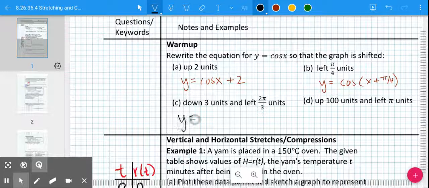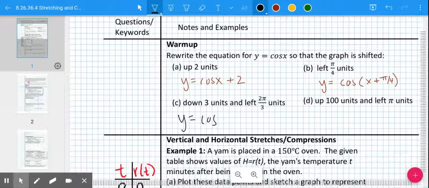And since we are moving the function left 2 pi over 3, we want a plus 2 pi over 3 on the inside. And since we're shifting it down 3, we want a minus 3 on the outside. Go ahead and choose the option for D as well.